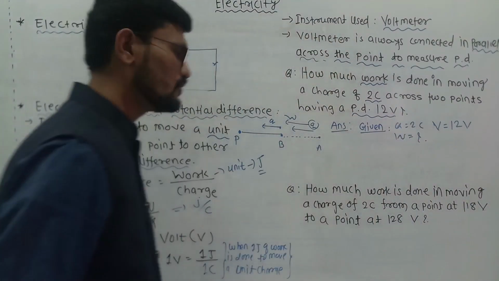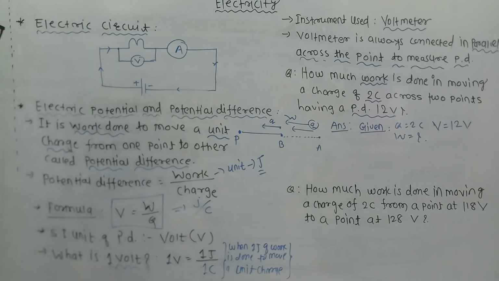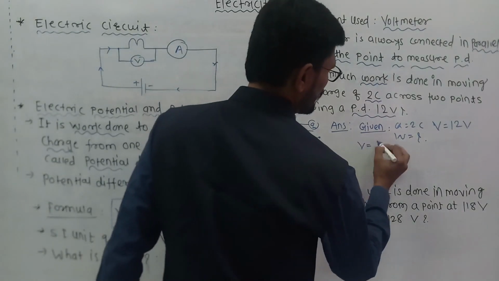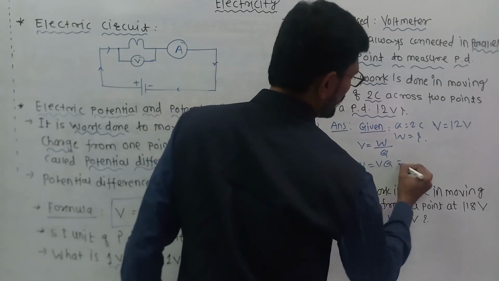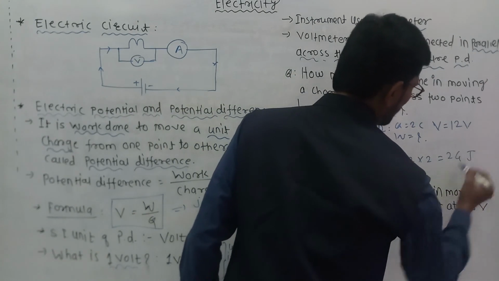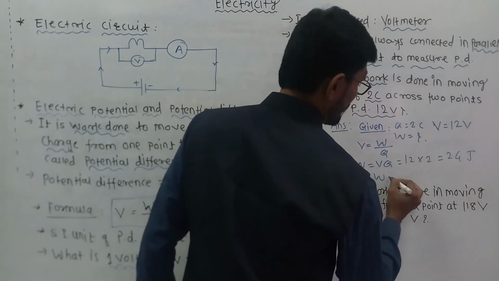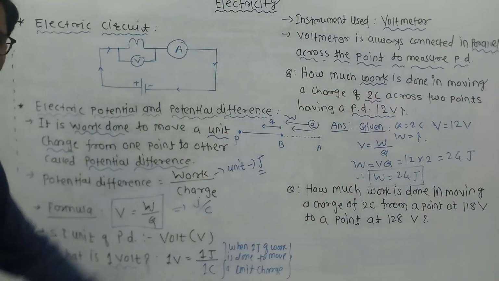Which formula should we use? Obviously, V is equal to what? W by Q. Clear? So V is equal to W by Q, which can be written as W is equal to V into Q. What is V? 12. What is Q? 2. What is the answer? 24 joule. That's it. Therefore, W is equal to 24 joule. Clear? Very good.